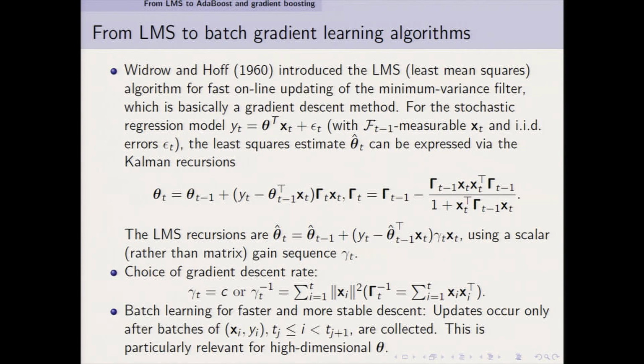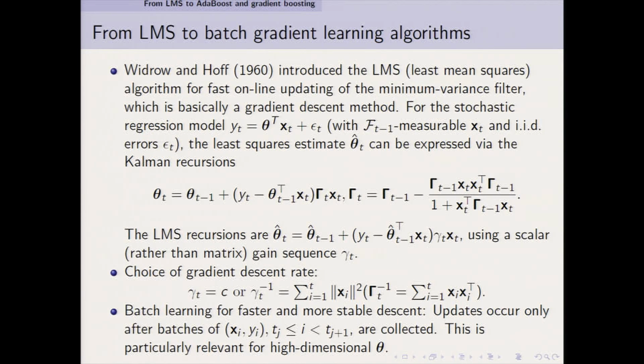And here, for a stochastic regression model, like x_t being F_{t-1} measurable, depending, and then you have iid errors. So the least squares estimate has this recursive form, which is related to the Kalman filter. And that's the recursive form of the recursive least squares.